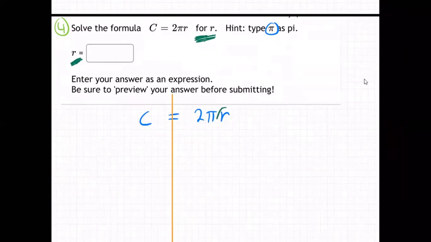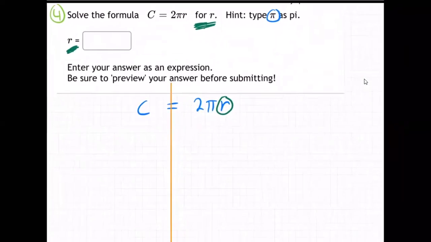So let me circle it. Kind of helps us focus because we have lots of letters here. We have C, we have pi, we have r. So it's easy to get lost. And so when we circle it, we go, okay, we're trying to get r alone. So let me just bring that down here. And that means r is down here saying, I want to be alone. So get rid of this 2 pi so that I can be alone. Okay, all right, now we know what our mission is. Get that r alone.